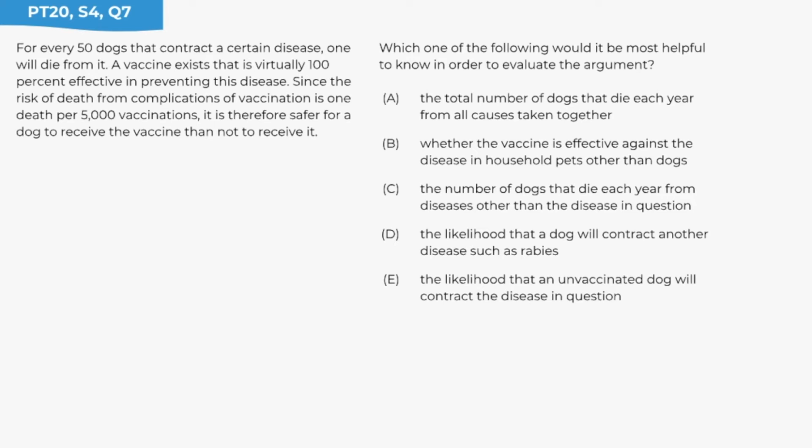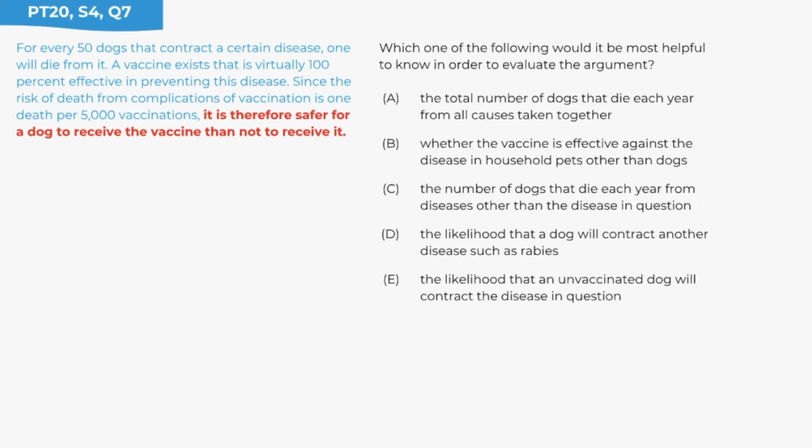So remember, the first step is to find the conclusion of the argument. In this case, it's the last part of the last sentence: it is therefore safer for a dog to receive the vaccine than not to receive it. What's the evidence that they use to support that? Well, basically everything else. For every 50 dogs that contract a certain disease, 1 will die from it. A vaccine exists that is virtually 100% effective in preventing this disease. Since the risk of death from complications of vaccinations is 1 per 5,000 vaccinations, they go on to conclude, therefore, that it's safer for a dog to receive the vaccine than not to.